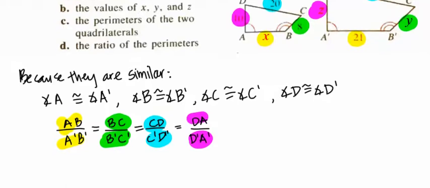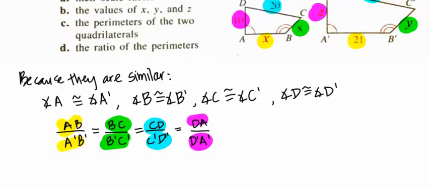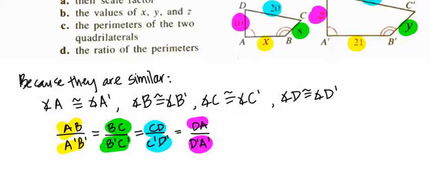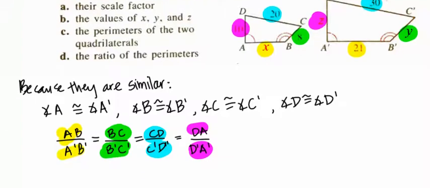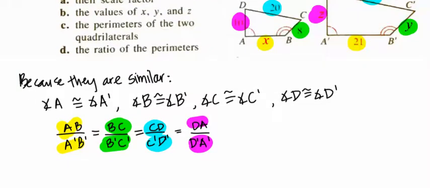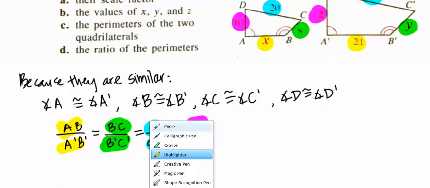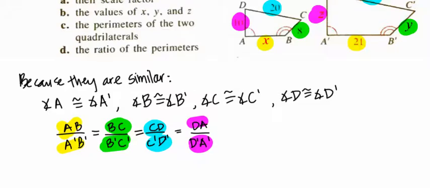Now, it wants us to find the values of X, Y, and Z, which are all side lengths. It wants us to find the scale factor of the similarity, the perimeters of the two quadrilaterals, and the ratio of the perimeters. So we'll start with the scale factor. I'm first going to fill in everything I know. So I'm going to start with X over 21.